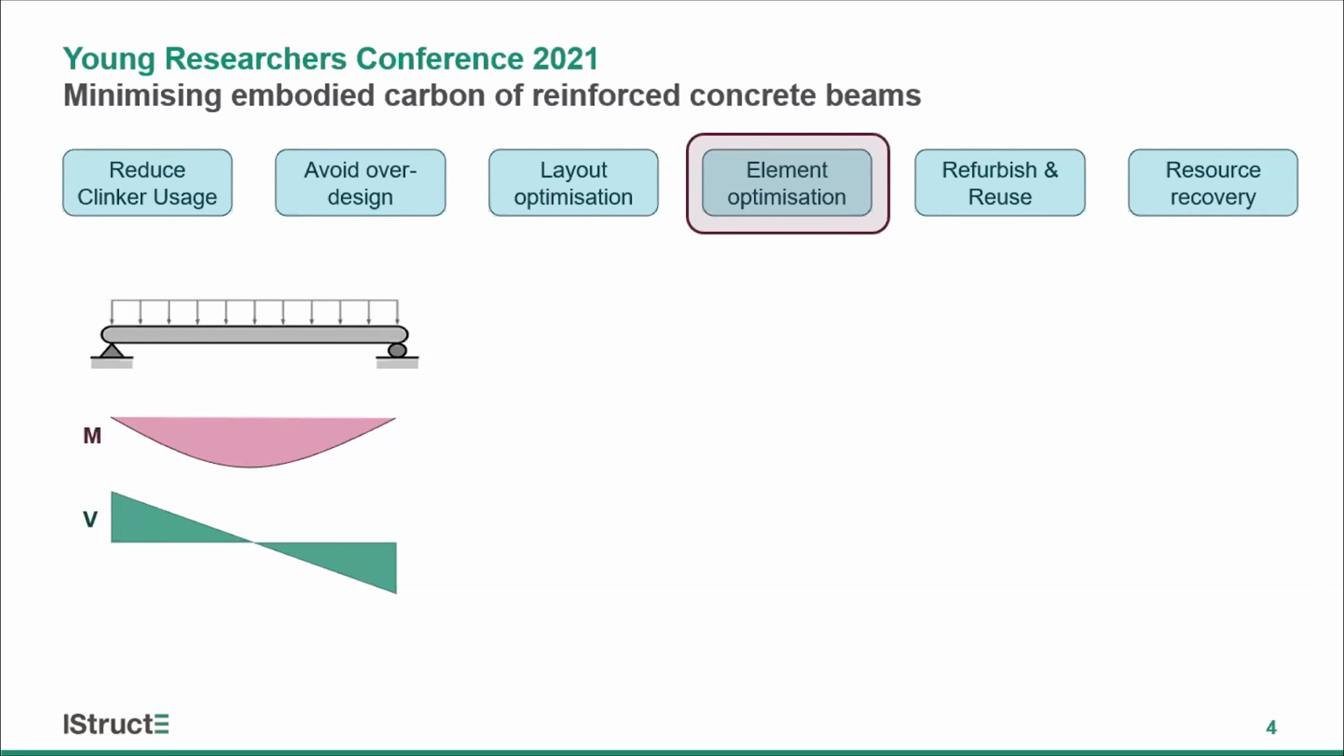Let's say we have a simply supported beam with a uniformly distributed load. The bending moment and shear force profiles would look like this. Conventionally, we are used to constructing beams in a rectangular prismatic shape, but is that the optimum shape for these loading conditions?